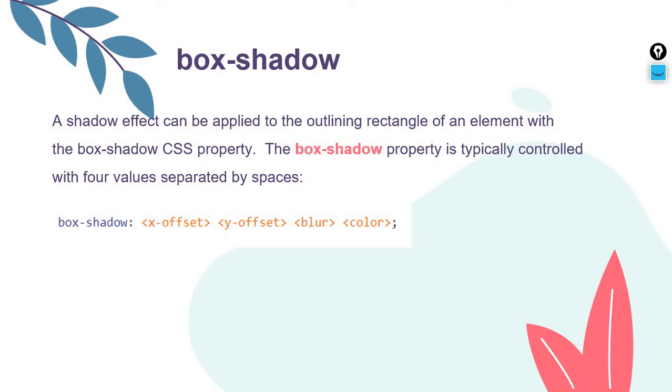Box shadow. A shadow effect can be applied to the outlining rectangle of an element with the box-shadow CSS property. This property is typically controlled with 4 values separated by spaces.